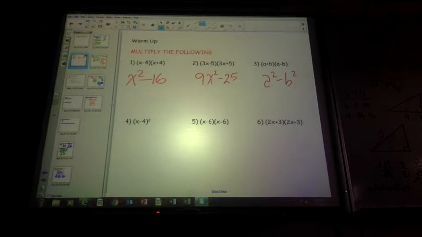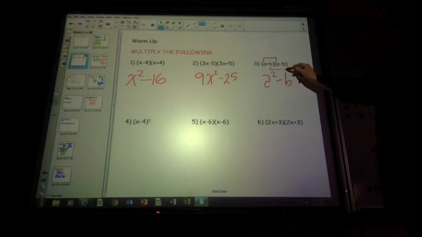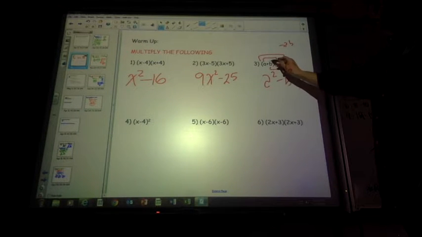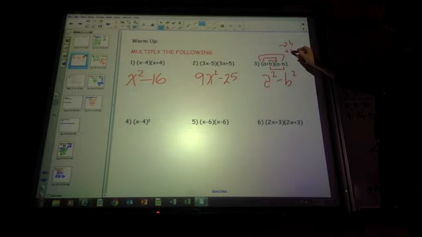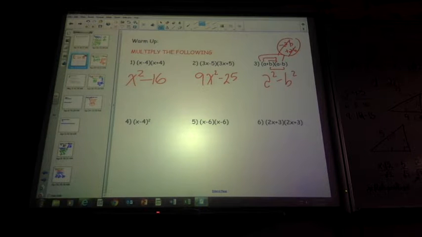Would it just be a squared because the b's cancel each other out? Because if I multiply this out, I get a times a, there's that. That times that's negative b. But if I go here times here, I get negative ab. And if I go here and here, I get positive ab. And those are gone because they're same thing, opposite sign.